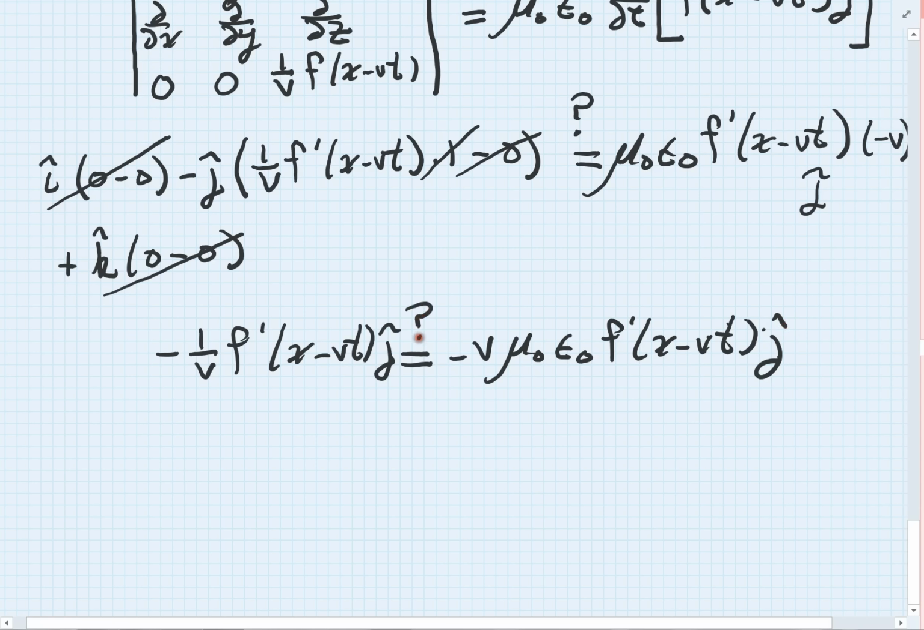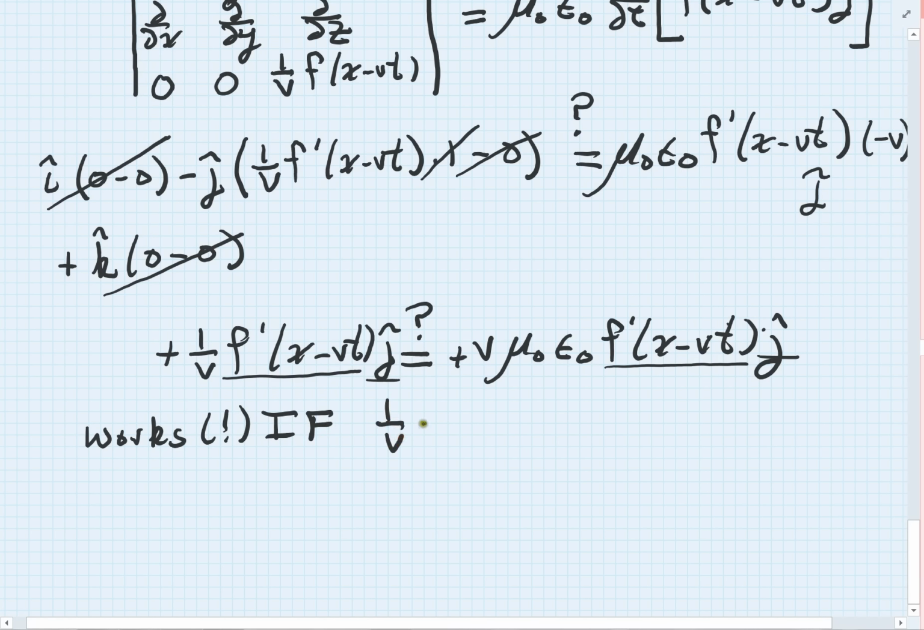And are these equal? If these are equal, this pulse will propagate. And look at them. They are so close. I, of course, have a minus sign that I can cancel out. That works out. I've got j hat on both sides. I've got f on both sides. Everything lines up. This works if the speed of my pulse, 1 over v, equals v times mu naught epsilon naught. So it works if I travel at the right speed.